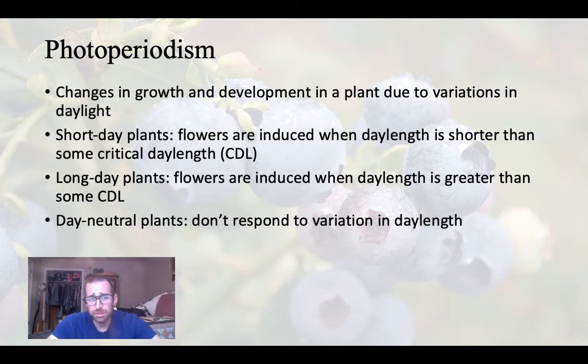And if you remember, we have three different types of plants. We have our day neutral plants, right? That would be those agricultural crops that aren't responding to variations in day length. They're self-inducing. And then we have short day plants, which will flower when day length is shorter than some critical day length, and long day plants that will flower when day length is greater than some critical day length. And if you recall, that critical day length is different for different species, right? It's not a standard measurement.